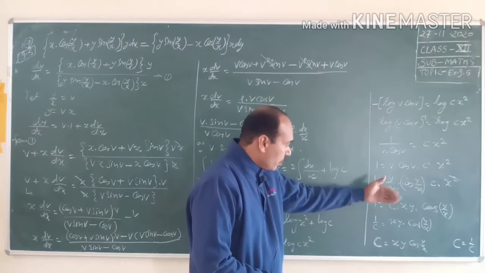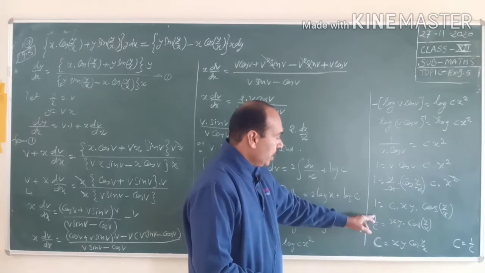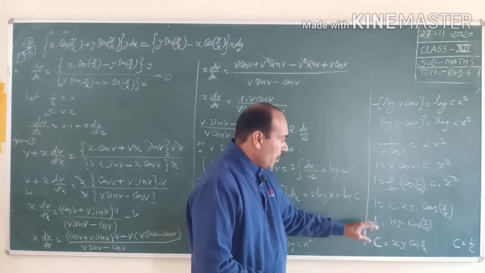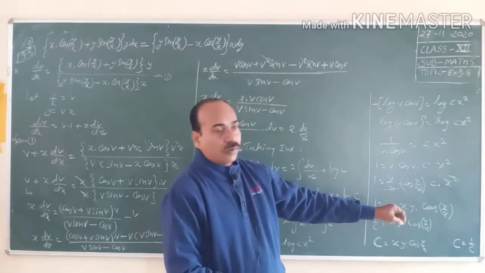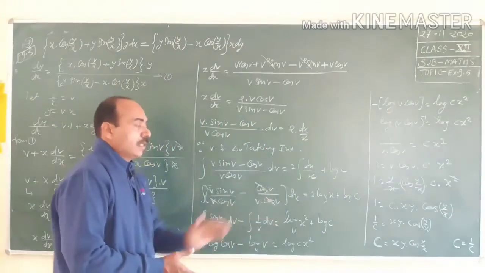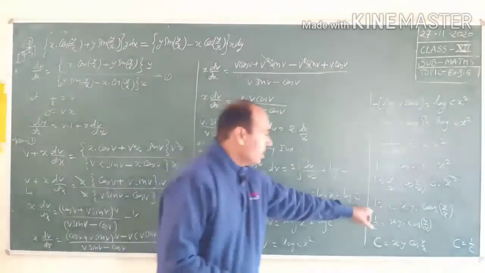So this c transfers to the left side and you get 1/c, and in place of 1/c you may write capital C, where capital C equals 1/c. This is the answer. And if you want to leave it as it is, there is no problem.